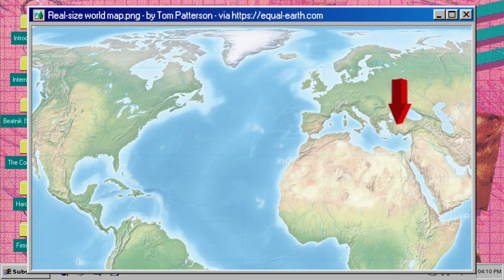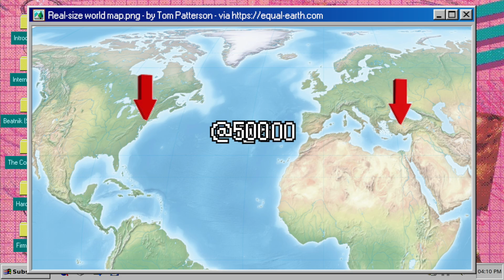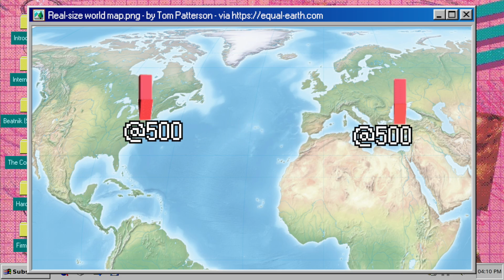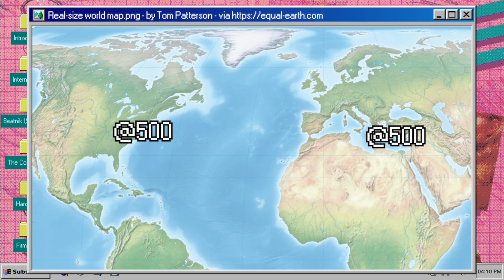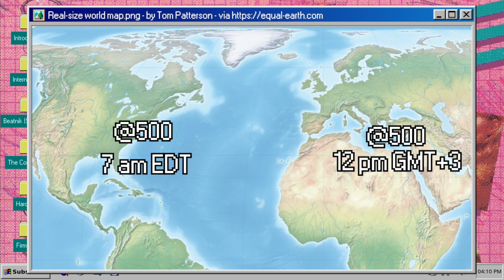If someone in Ankara wanted to chat with someone in New York, they wouldn't need to calculate the time difference. They could just agree to meet at @500, it would be the same time for both of them. Of course, that only worked if both of them had actually adopted internet time in their daily lives. Otherwise, they would still have to calculate the time, converting @500 back into their own local time.